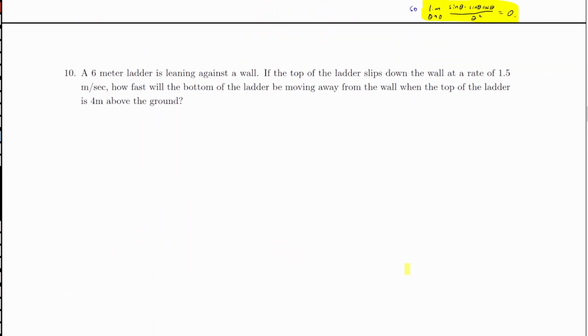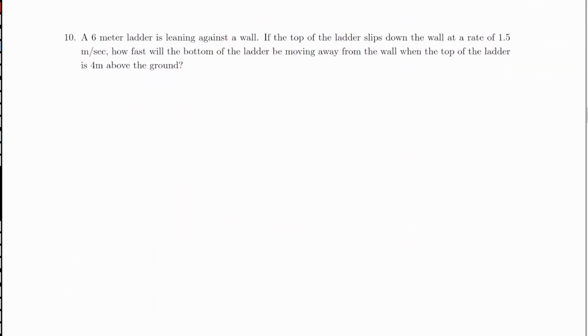Right, problem 10. A 6-meter ladder is leaning against a wall. Let's go ahead and draw the situation. So a wall, we have a ground, and then we have a ladder leaning up against the wall. Okay, the top of the ladder is slipping down, and the bottom of the ladder is sliding away from the wall.